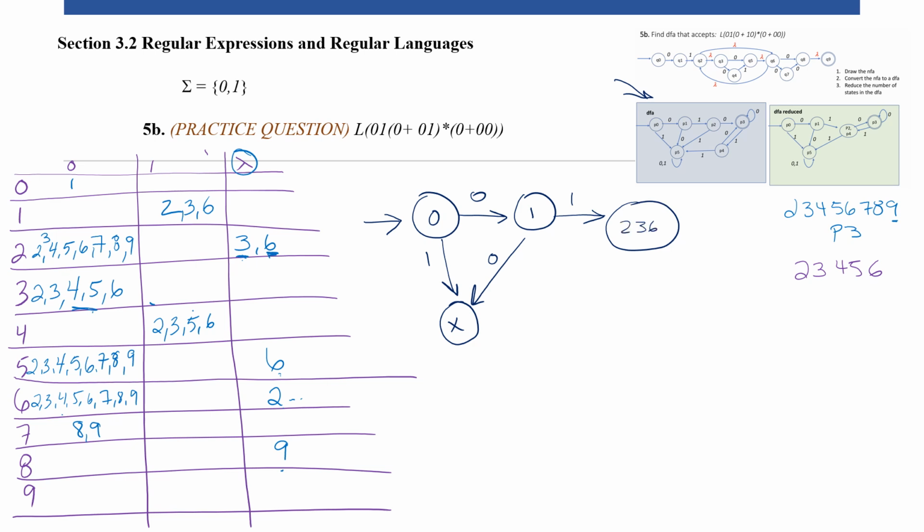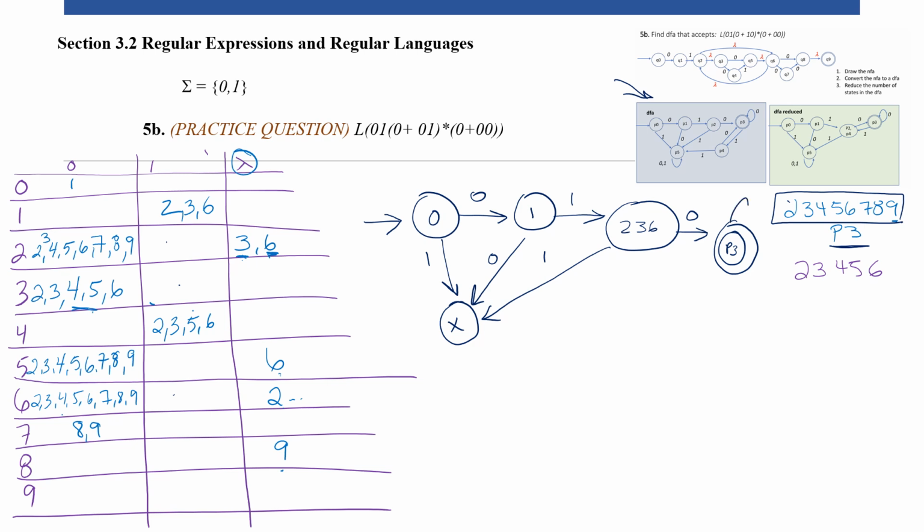Now I have my state 2, 3, 6. If I look at 2 and 3 and 6, I will see that with a 0, I can get to P3. I'm going to call it P3 because this is a big number right here. So with a 0, I can get to P3, which is accepting because it has a 9 in it, which is this state here, 2, 3, 4, 5, 6, 7, 8, 9. And from 2, 3, 6, with a 1, I'm just going to go back here. So my next state is the combination state of 2, 3, 4, 5, 6, 7, 8, 9.